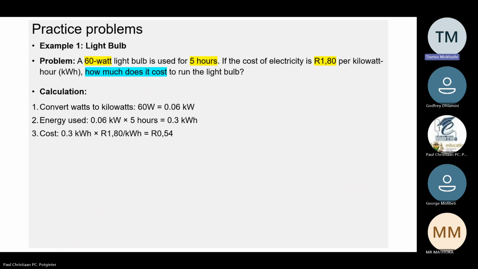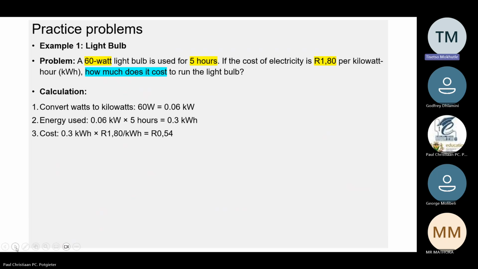The first thing that you do, you have to convert the watt from watts to kilowatt. And how do you do that? You divide every time the number of watts by 1,000 to get to 0.06. And then the 0.06, then you can put it into the energy equation. You'll see number 2 there, it is the energy equation. It says energy is equals to 0.06 multiplied by 5 hours, and then the energy used is 0.3 kilowatt hour.